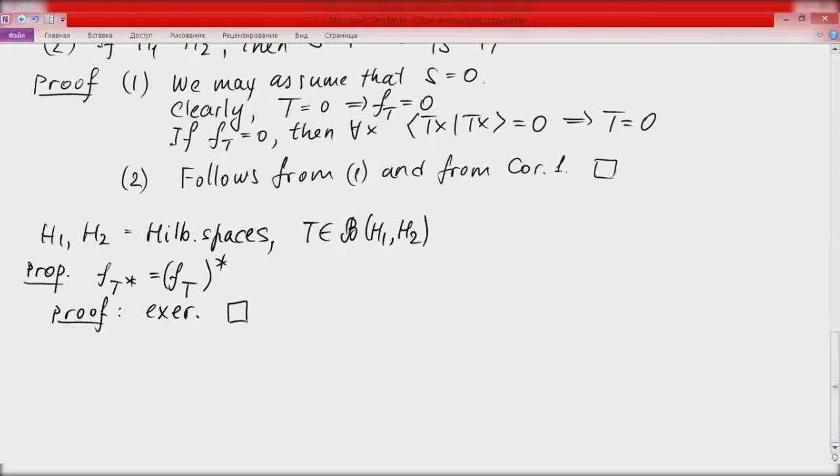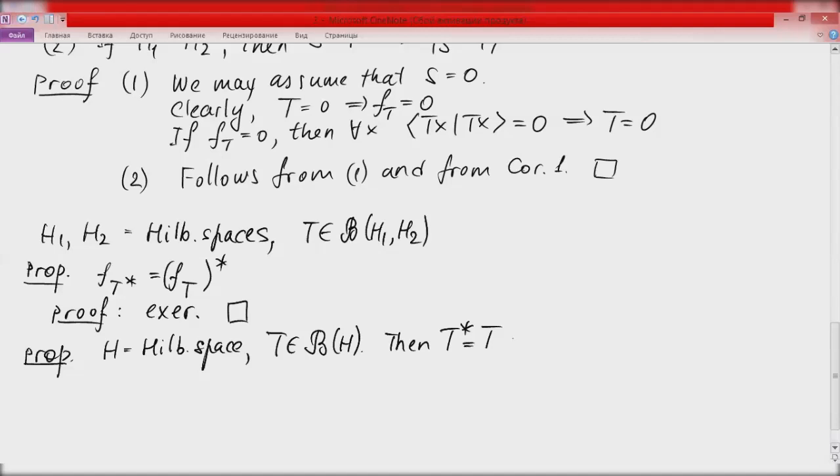And as a simple application of this formula, we get the following useful characterization of self-adjoint operators. Proposition. Suppose that H is a Hilbert space and that T is a bounded linear operator on H. I claim that T is self-adjoint if and only if the associated quadratic form of T is real.